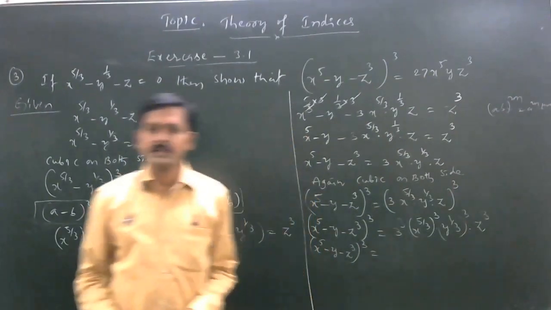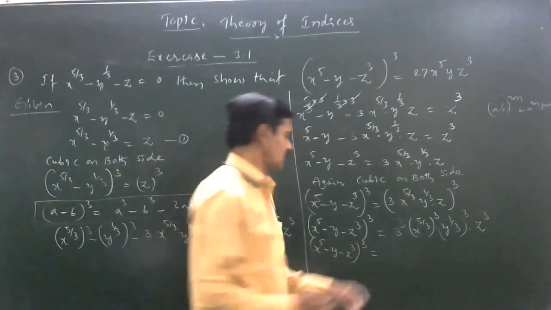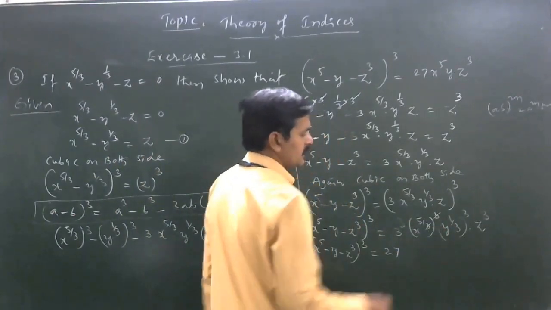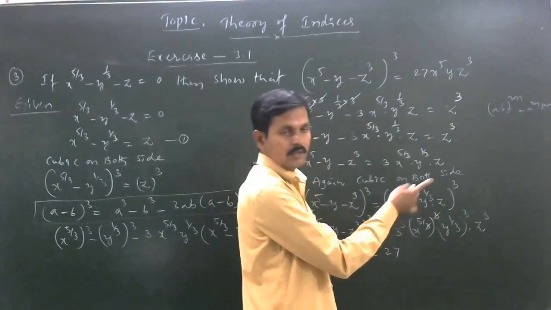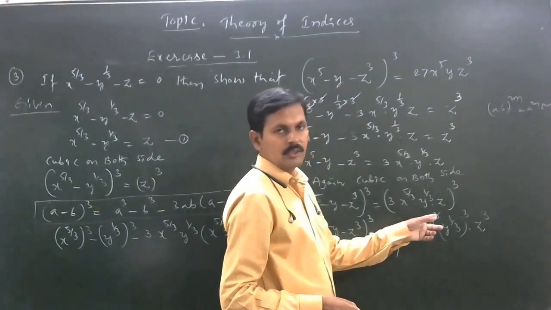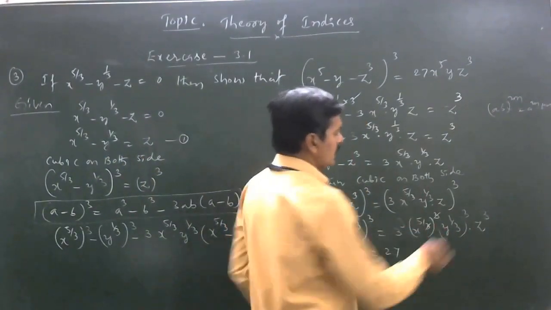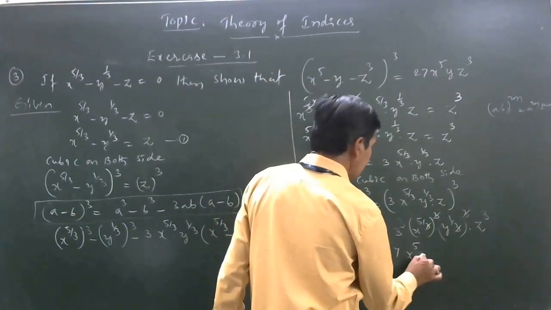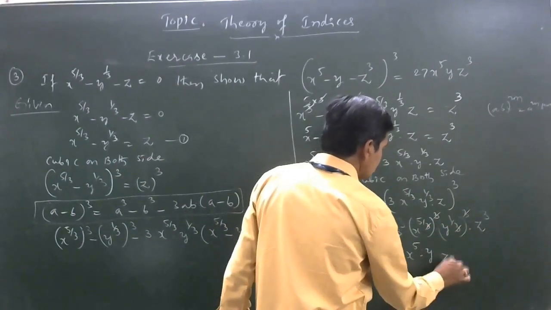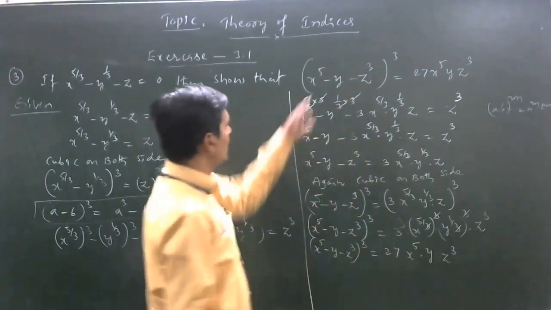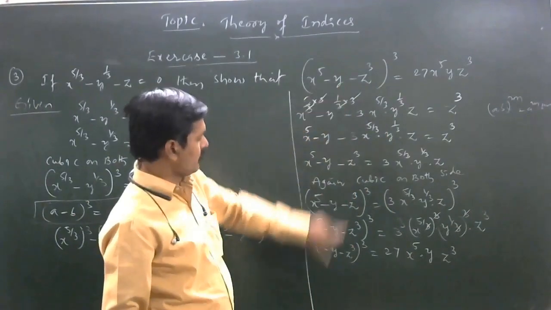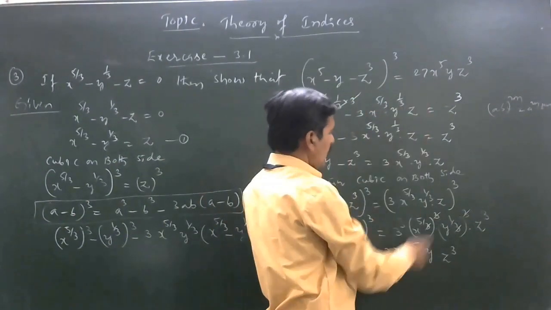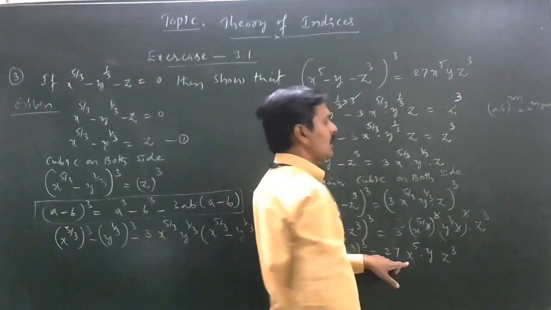3 cube means 3 multiplied three times: 3 into 3 into 3 is equal to 27. Next, using (a power m) whole power n equals a to the power of m into n, 5 by 3 into 3, the 3s get cancelled, and here also the 3s get cancelled. So we get x power 5 into y into z cube. Hence we have shown that (x power 5 minus y minus z cube) whole cube equals 27 x power 5 y z cube.